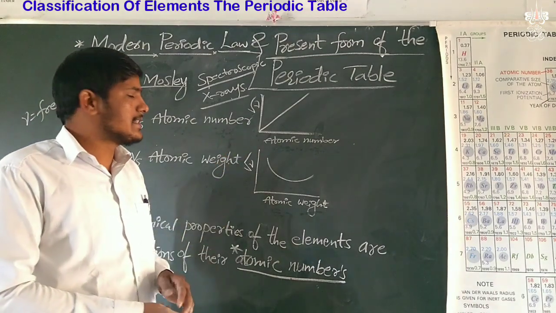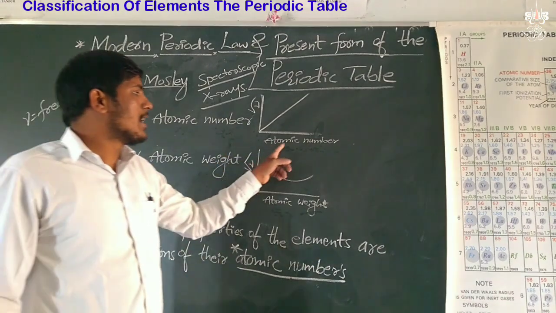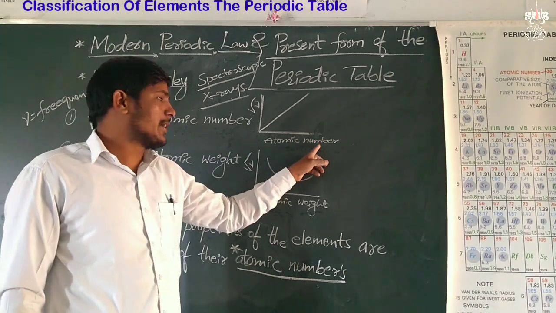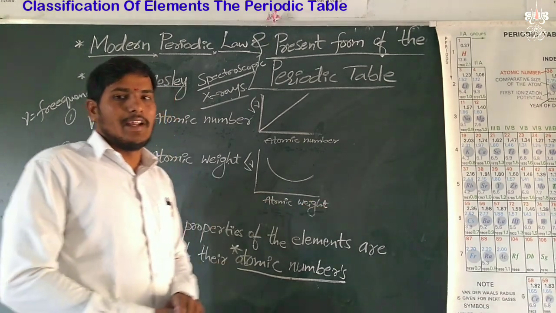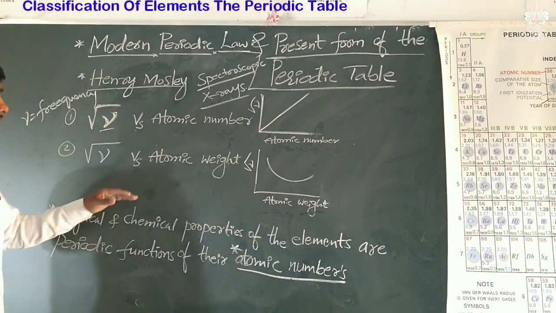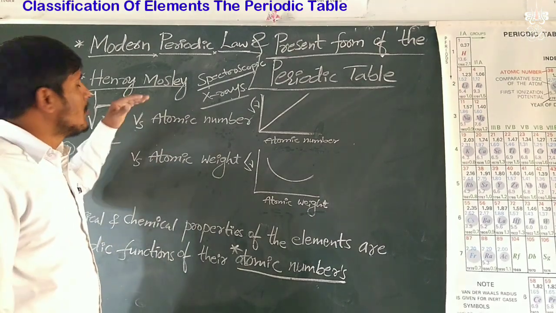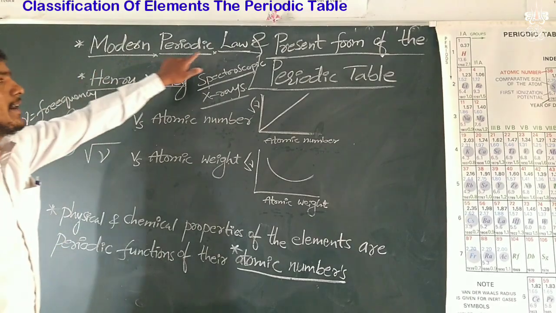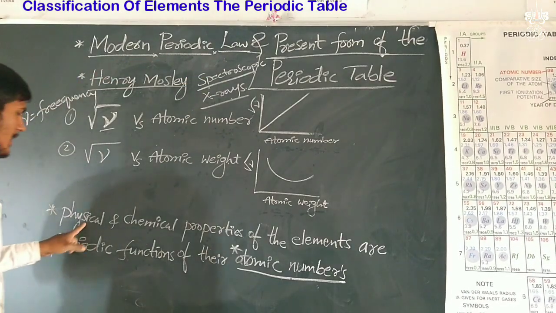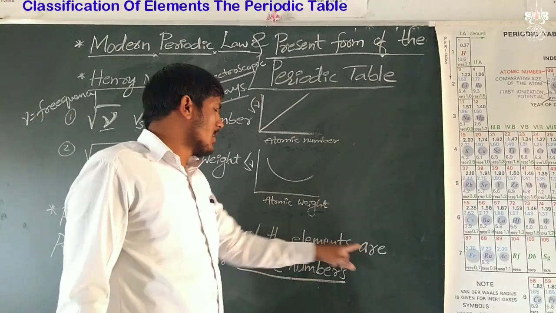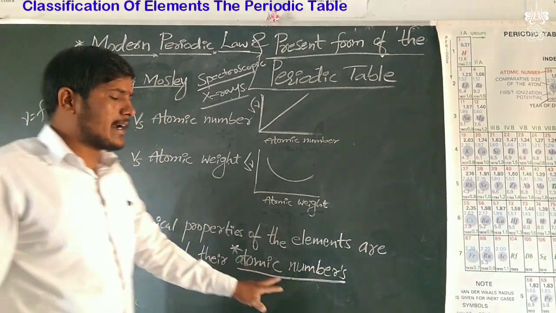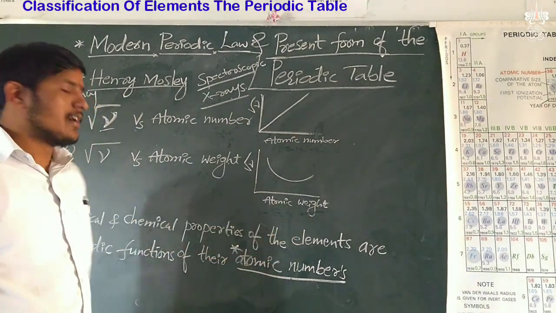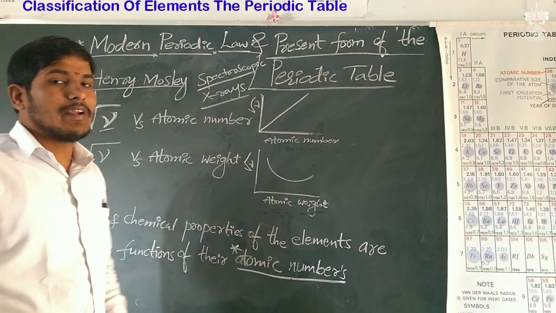Based on this experiment, he said that atomic number is a more fundamental property when compared to atomic weight. So he modified Mendeleev's periodic law, and this is said to be the modern periodic law. What does it say? Physical and chemical properties of the elements are periodic functions of their atomic numbers.